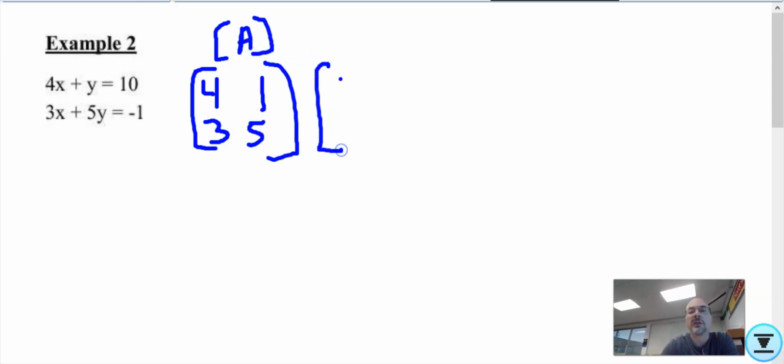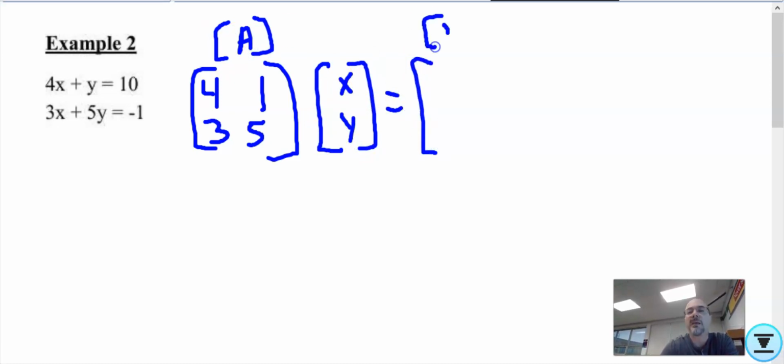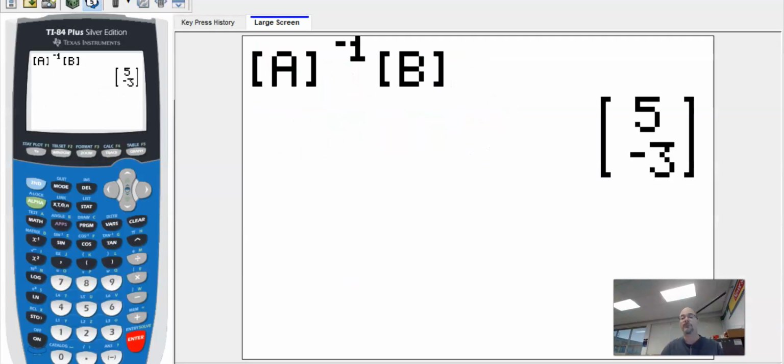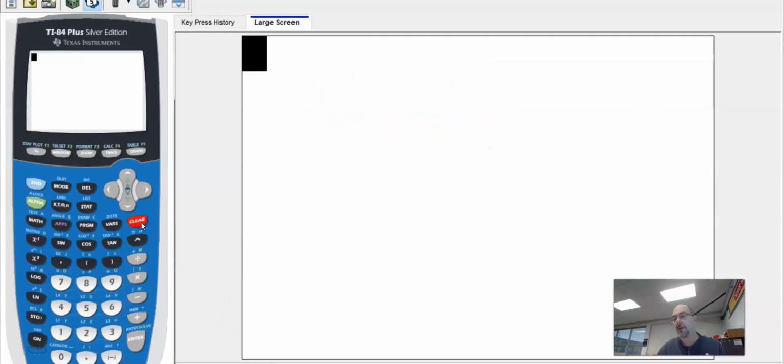The next matrix is XY equals, and then matrix B, that is going to be 10, negative 1. Okay, ladies and gentlemen, I'm going to go to the calculator now. Okay, I'm just going to clear my screen.